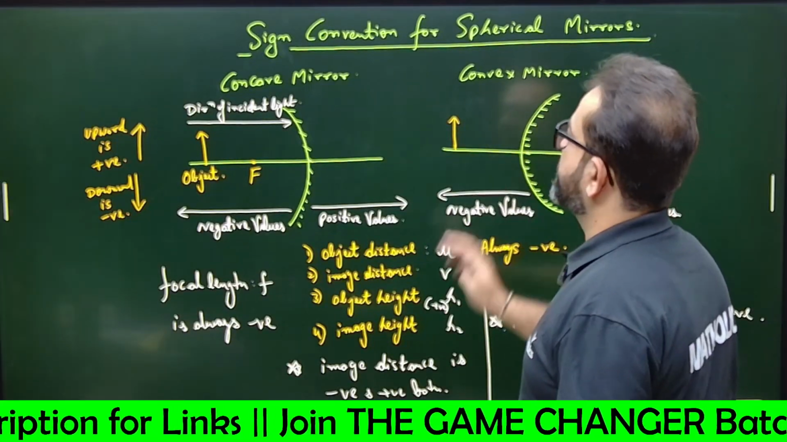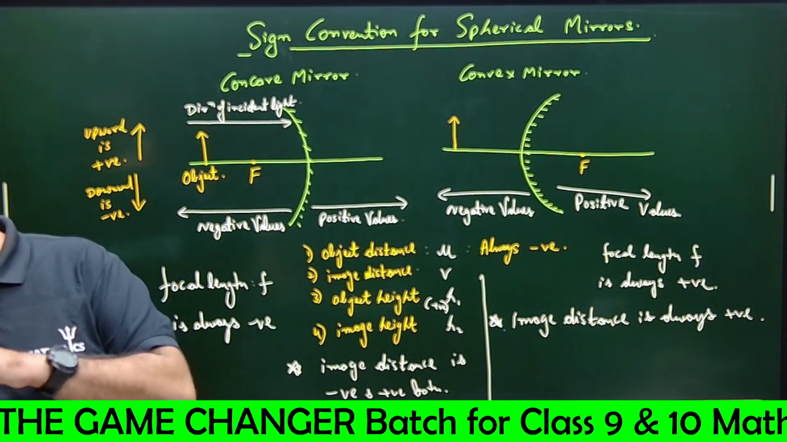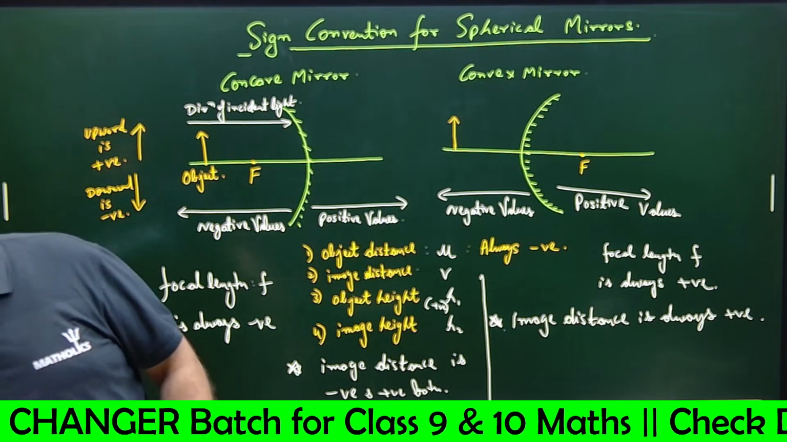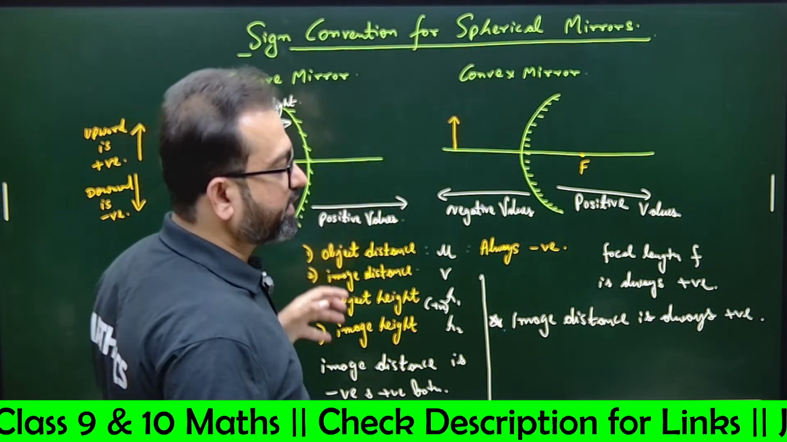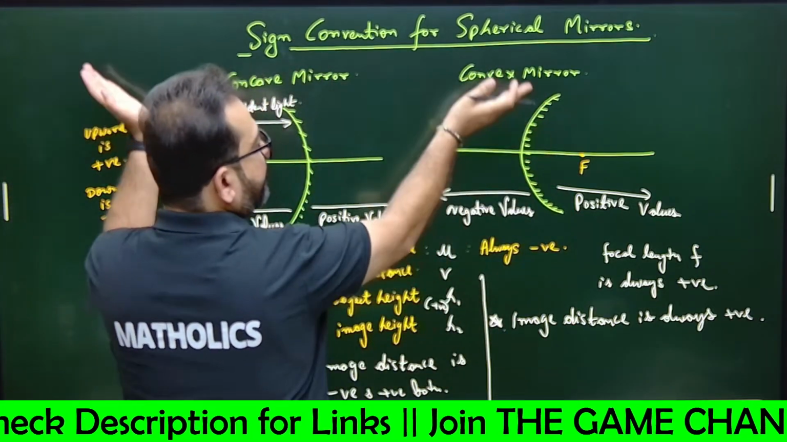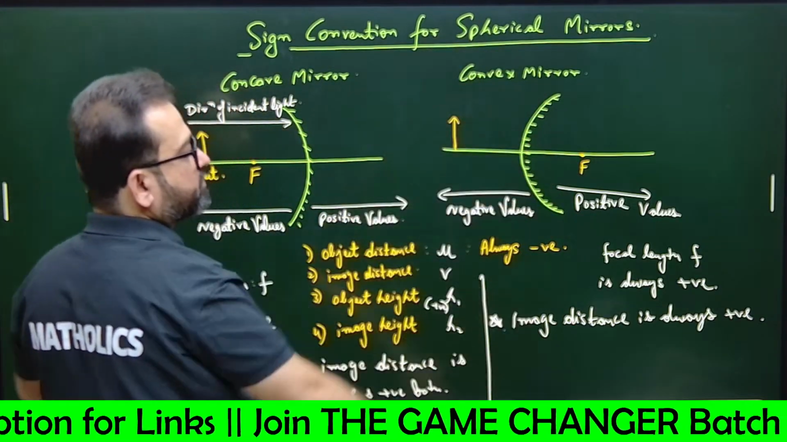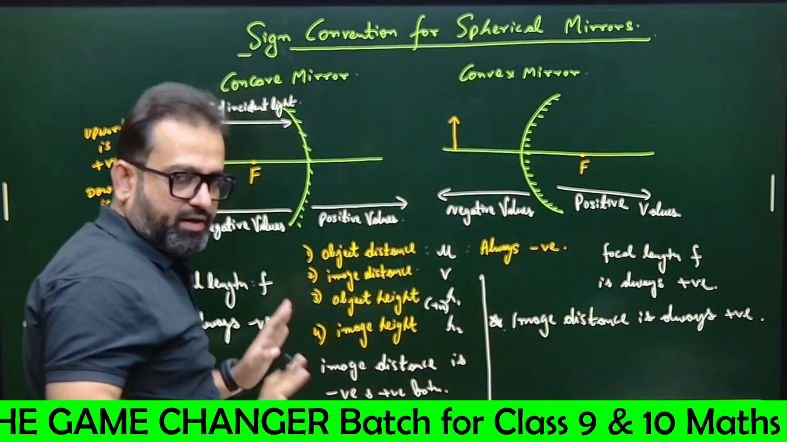Sign convention for mirrors. First is the sign convention of mirrors. What is sign convention? Which direction to take positive, which direction to take negative? Under the heading mirror formula, it will be the sign convention of spherical mirrors. Now, this is a concave mirror, this is a convex mirror. The upper values will be treated as positive. The lower values will be treated as negative. Upper ones always positive, lower ones always negative.